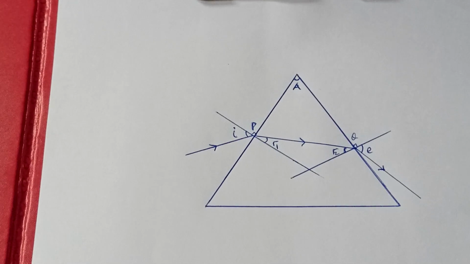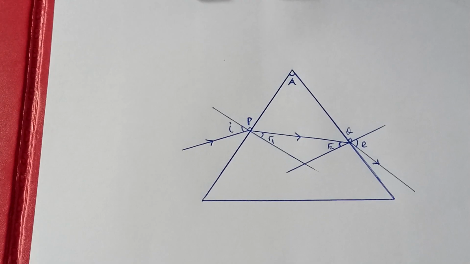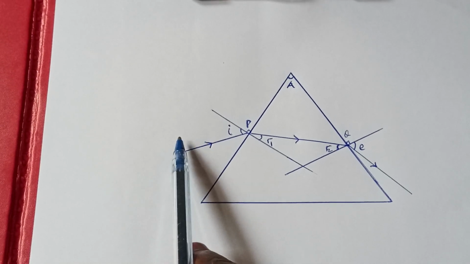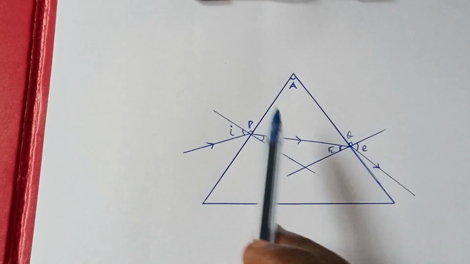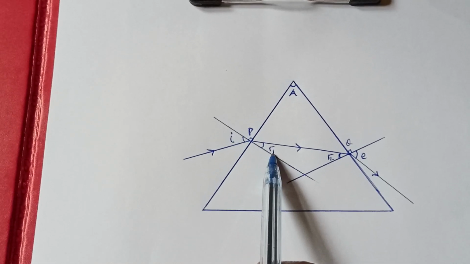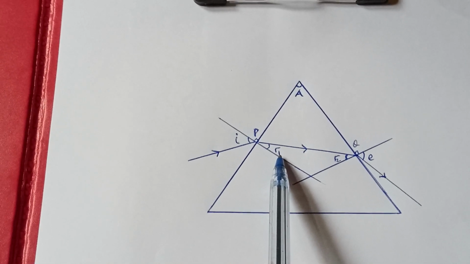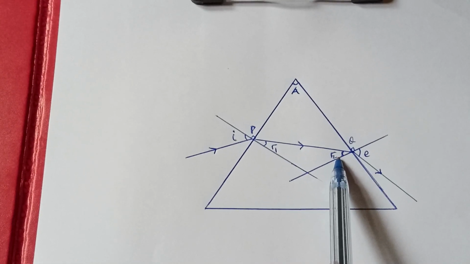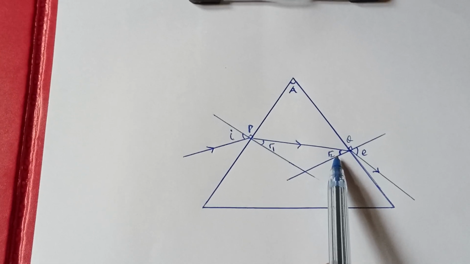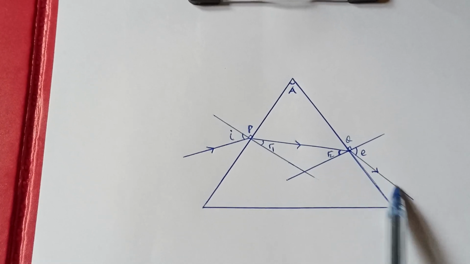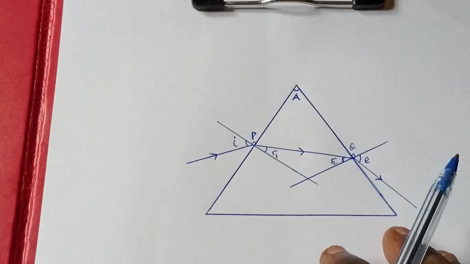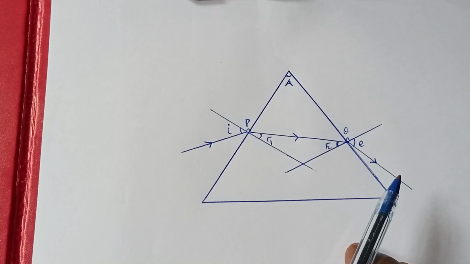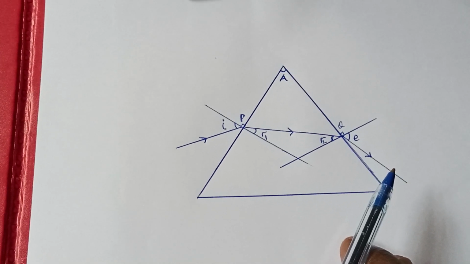Now, since we are deriving the deviation caused by a prism, we have seen that this is the angle of incidence as a ray is moving from vacuum to glass. That is I. Then we said R1 will be the angle of refraction. The ray continues to point Q. Now R2 will be the angle of incidence in that medium. Then E will be the angle of refraction as the ray moves back to the vacuum. So we are deriving the deviation caused by a glass prism.